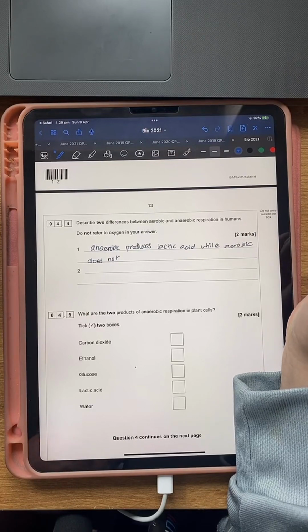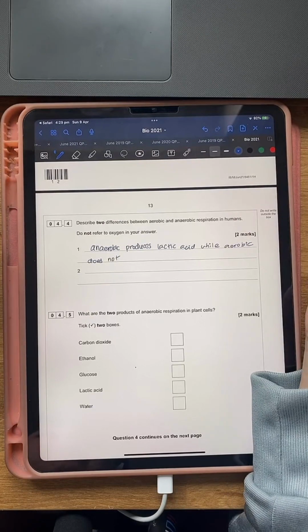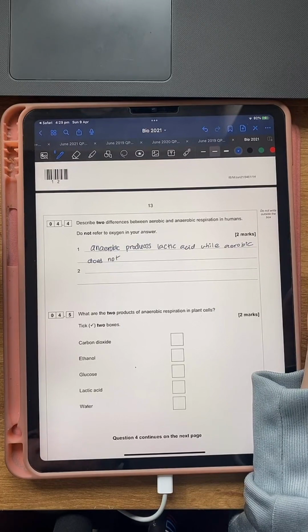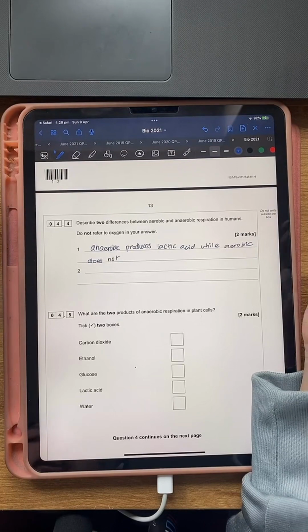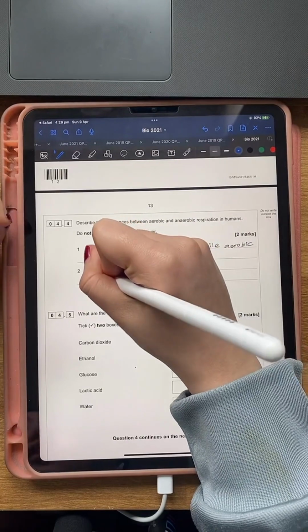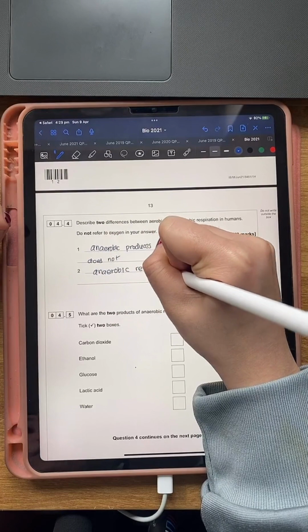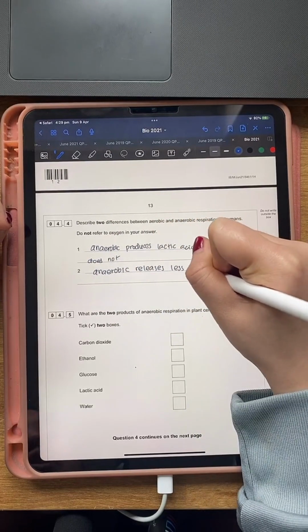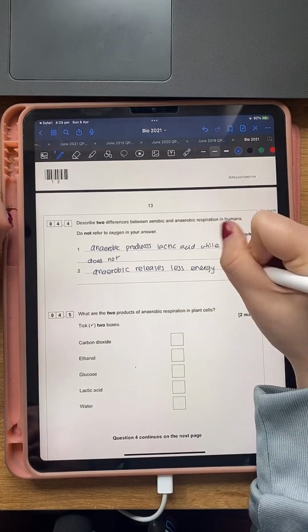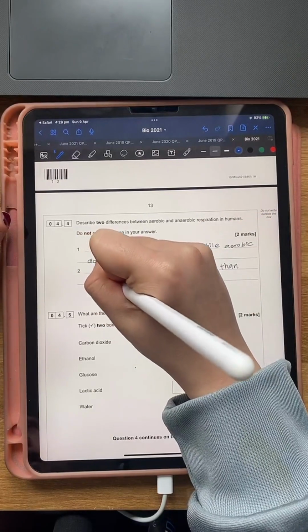I think someone said something about exercising, but you can't talk about the exercise. So the best one is this one, produces lactic acid while aerobic does not. The other one is anaerobic, less energy. They both produce energy, just one is less than aerobic. You can also say aerobic produces water while anaerobic produces CO2. Aerobic happens in mitochondria, anaerobic happens in cytoplasm. You can say those as well.